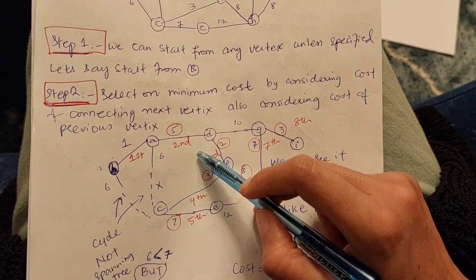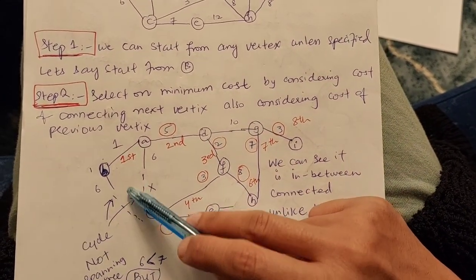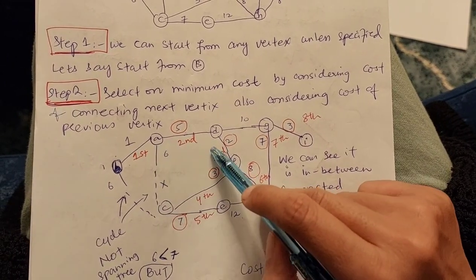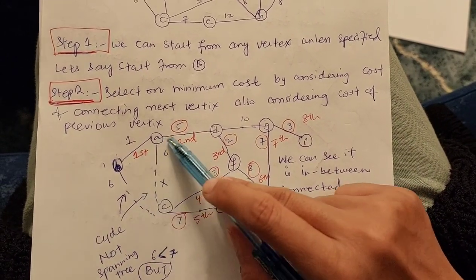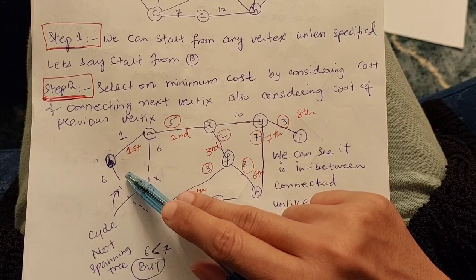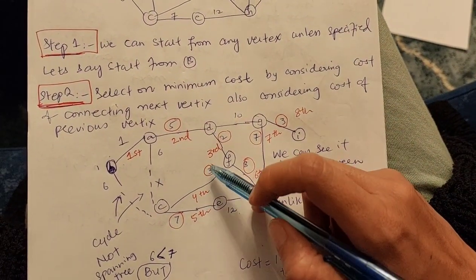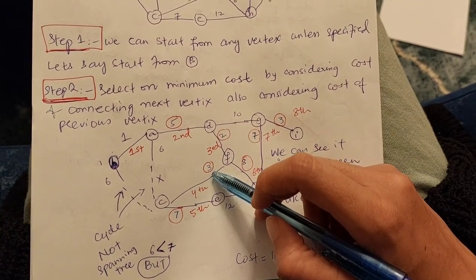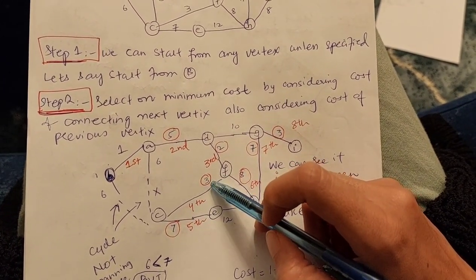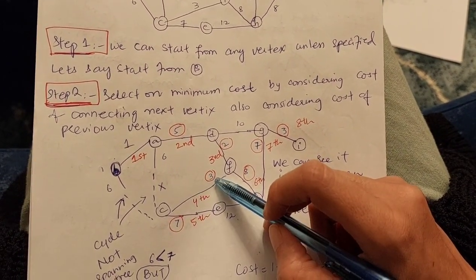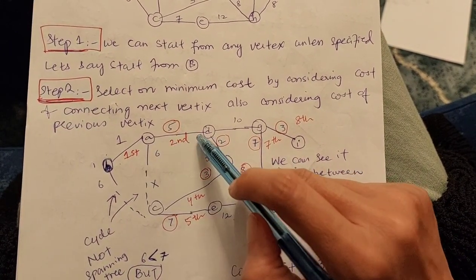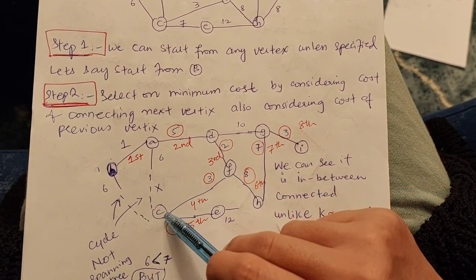Similar is the case with this line. If you join this line, again you will have a closed loop, a circle, a cycle. So do not do that, please. My next low cost was 3, so I joined this line. This is my fourth connection: first connection, second, third, and now this is my fourth.